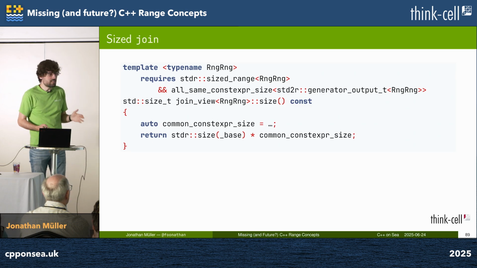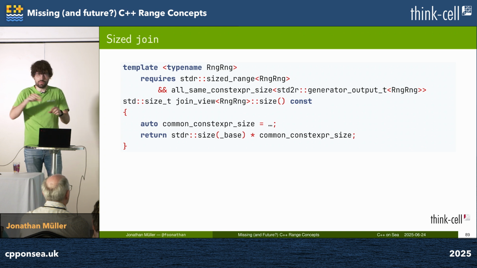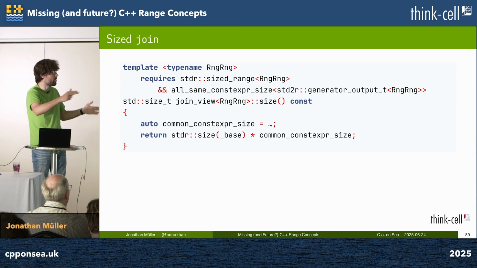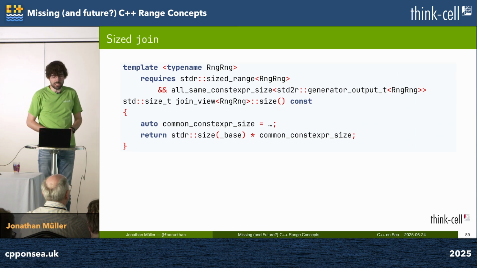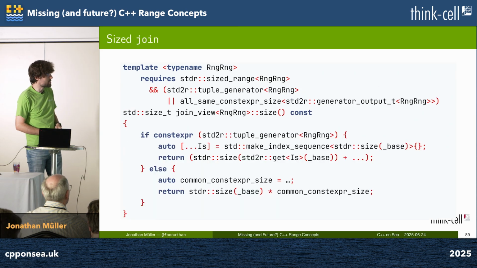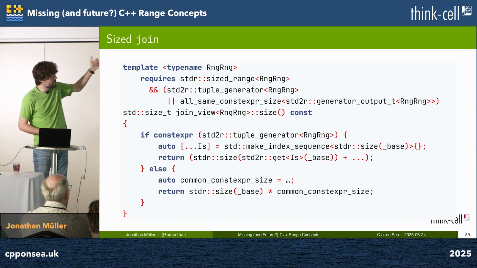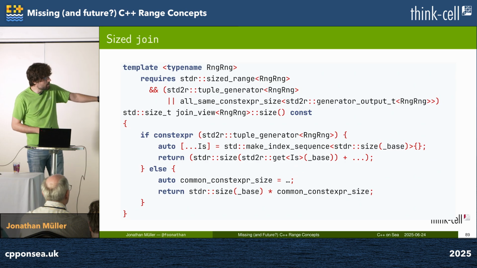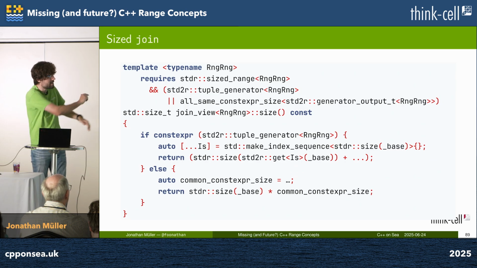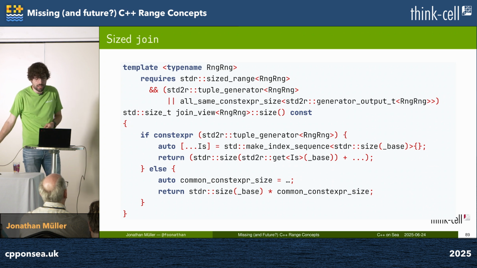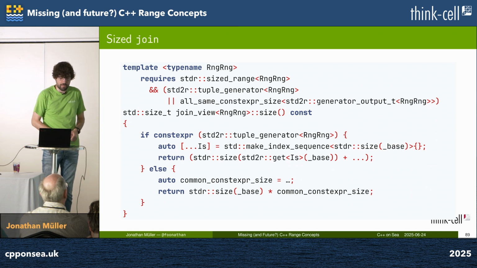But this isn't what we have. Right? In our case, we have different sizes of each of the ranges, because the ranges that we pass into concat non-empty, they have different sizes, and we just know they're all non-empty. So we can't do this implementation. But we can do something with tuple ranges. So if we don't have the same constexpr size, but we're having a tuple generator, then we can get a pack, get each element, and sum all their sizes in a fold expression. And this doesn't involve a loop. So it's O(1), because we're just adding all the sizes of each individual element essentially at compile time. So now we're having a compile time size.